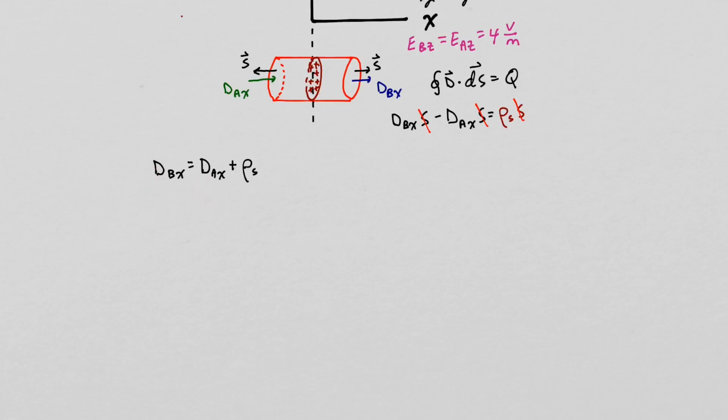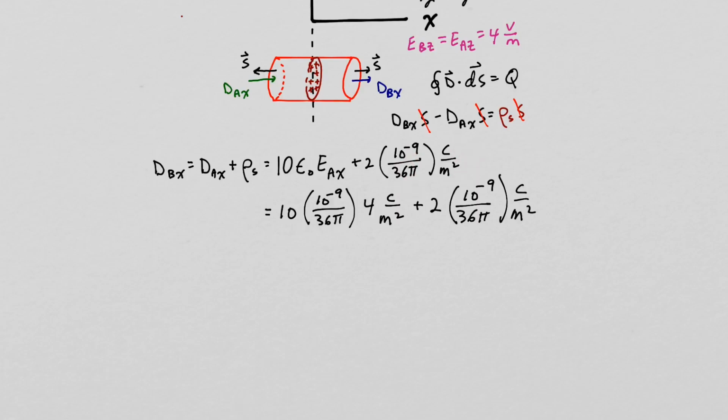D sub ax is equal to the permittivity of material A times the x component of the electric field intensity of material A, and rho sub s is 2 times 10 to the minus 9 over 36 pi coulombs per meter squared. So we substitute in for epsilon sub 0 and E sub ax, and we get 42 times 10 to the minus 9 over 36 pi coulombs per meter squared.